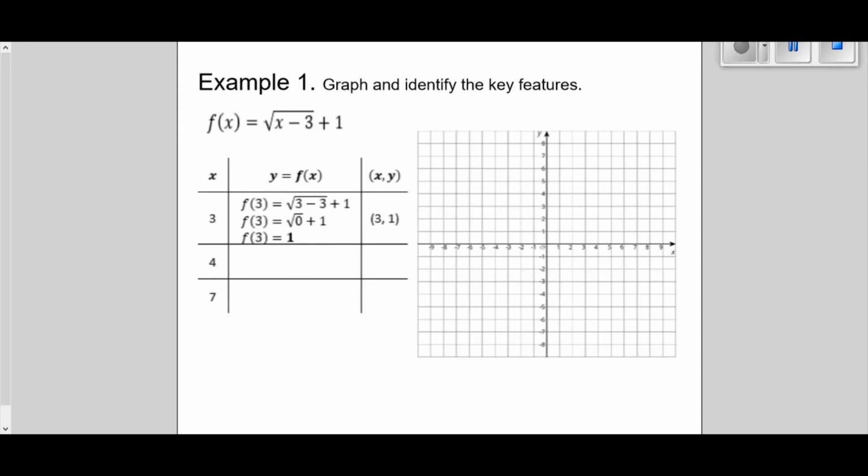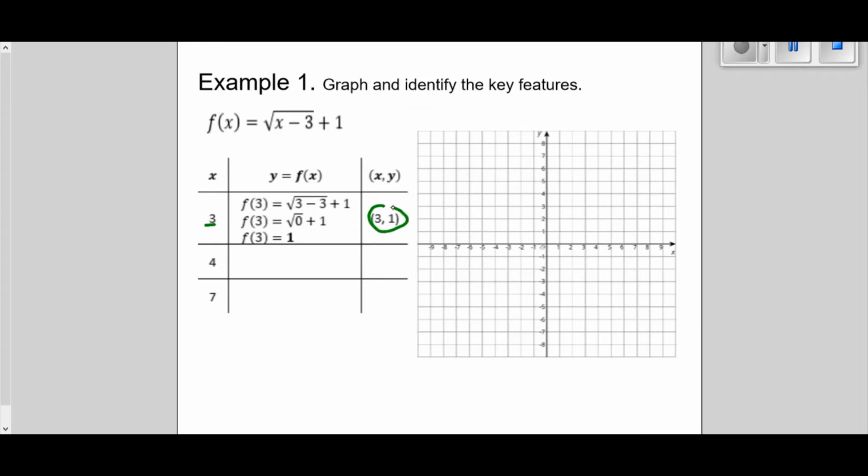So example 1, graph and identify the key features. I have f of x equals the square root of x minus 3, plus 1. I provided you with a table, and I got you started on the first one. I provided you with your x values. When x is 3, you plug in 3 for x. I showed all the simplification there. You get 3 minus 3, which is 0. The square root of 0 is 0. So 0 plus 1 is just 1. So f of 3 equals 1, and my ordered pair is 3, 1.